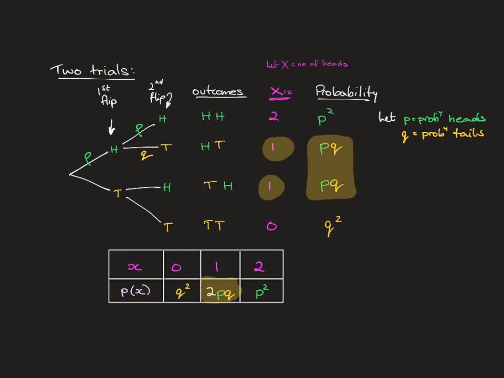What I want to draw your attention to is this pattern in the probability distribution table in comparison to our perfect square expansion. Can you see a pattern? Can you see a relationship? Okay, let's look at 3 trials.